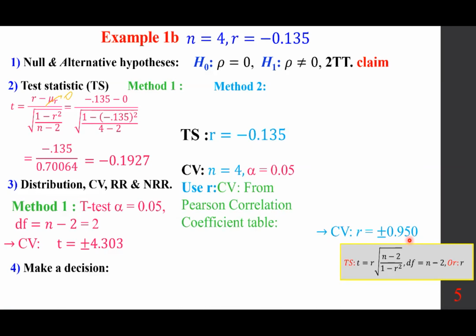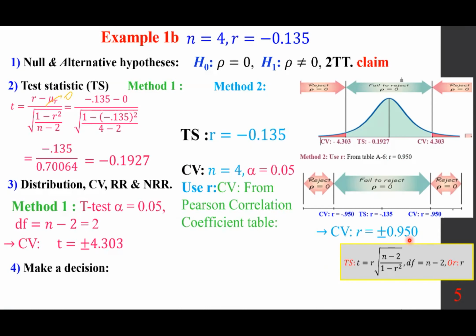If we were to do the drawing, and we must in order to make a decision, here's your t-test, here's your critical values, minus 4.303, positive 4.303, and here's your test statistic. Where does it end? Way into the non-rejection region, the first format.